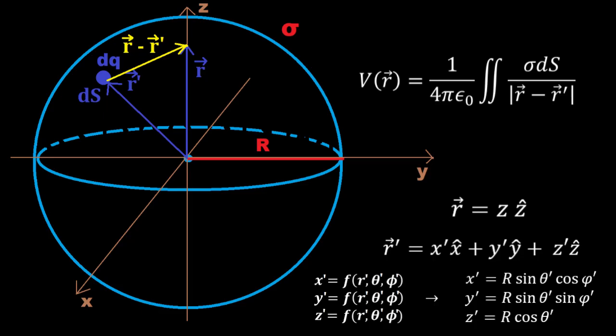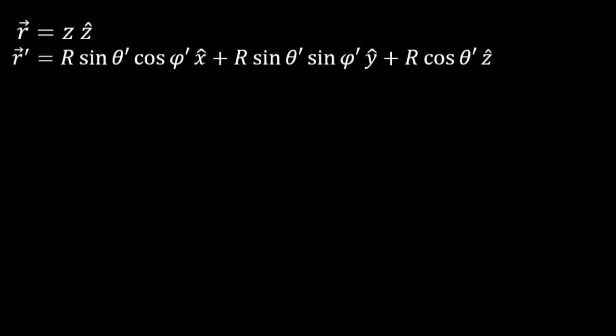Luckily, we don't need to do this transformation for the r vector because it lies on the z-axis, where theta is 0, so sine theta is 0 and cosine theta is 1, so there's no dependence on these angles, only on the distance from the origin, which we can call anything, so z it is. We can now easily subtract r prime from r to get the following.